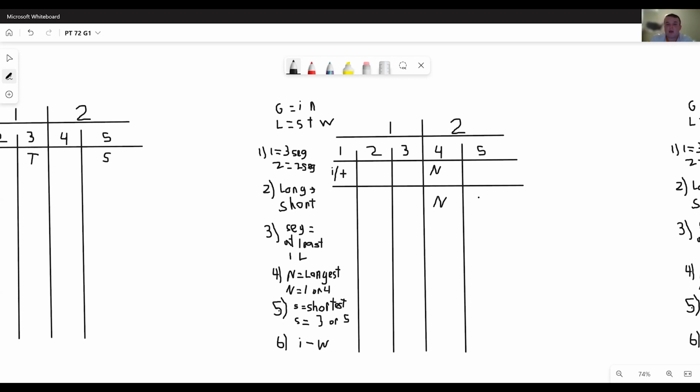So why couldn't it be the case where W is first over here? Because international is longer than W, so W cannot be first. Well, they're not in the same segment though, so this could work, right?